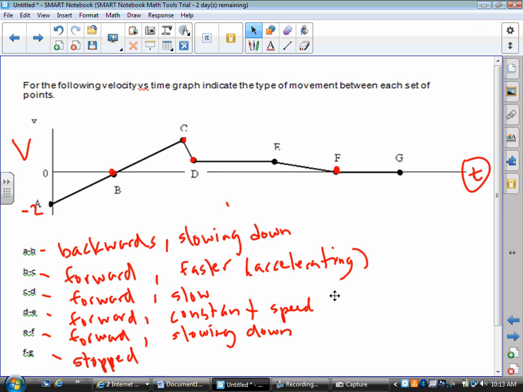All right, are there any questions about that one? I know that one's kind of confusing with the position time graphs. Make sure you don't confuse the two. That's very important, all right?